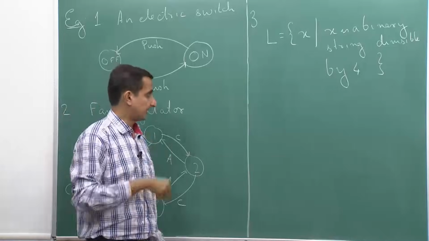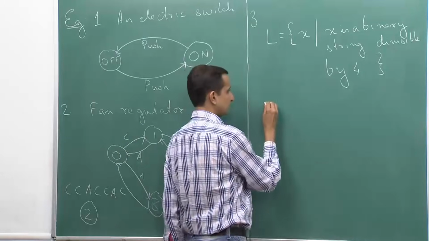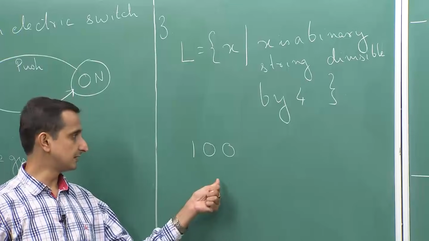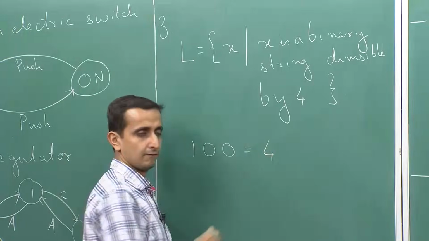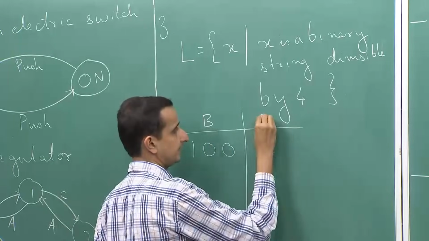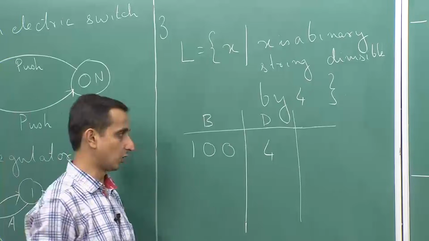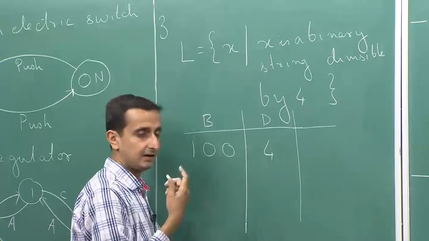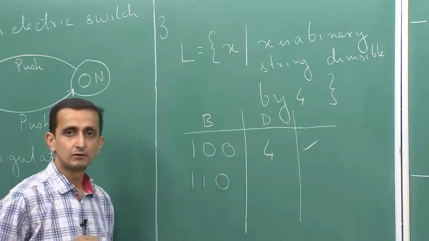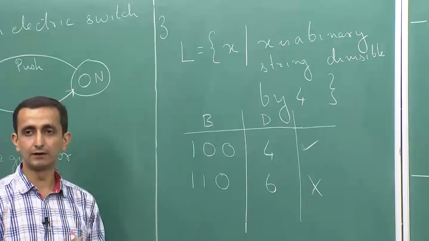Okay. So, let us look at some examples. Let us look at some strings which are in L and some strings which are maybe not in L. If I take the string 1 0 0, the decimal equivalent of this string is 4. Here we have the binary, here I write the decimal equivalent, and here I will mark whether the binary string belongs to the set L or not. So, 4 of course is divisible by 4, hence it belongs to the set L. What about 110? The decimal equivalent of 110 is 6, and 6 is not divisible by 4, hence it does not belong to the set L.